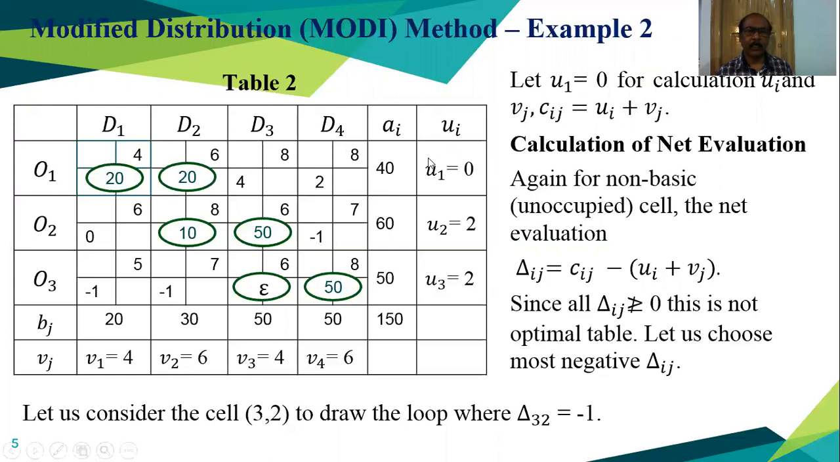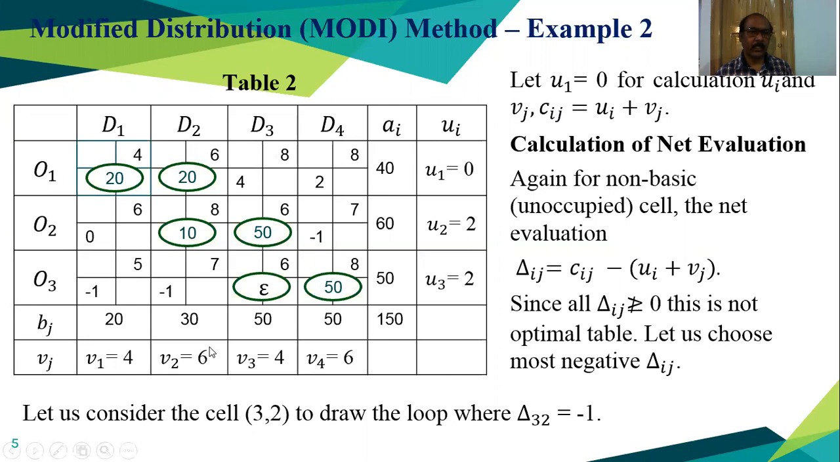Now I am considering here U1 equal to 0, so move this way. This is the allocation, cost is 6, so V2 will be 6, because 6 plus 0 equal to 6. Cij is 6, this is U1 and this is V2 and this is C12. C12 corresponds to column 2 and row 1. U1 equal to 0. So by using this formula, Cij is equal to Ui plus Vj.